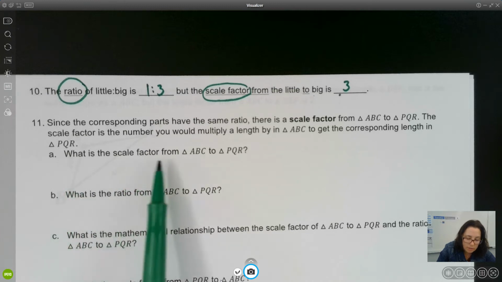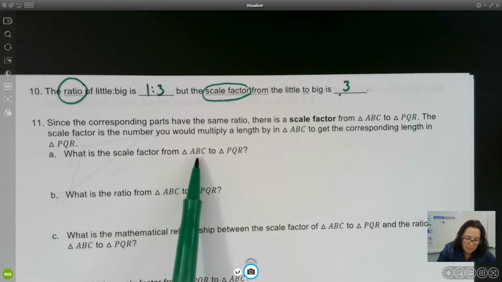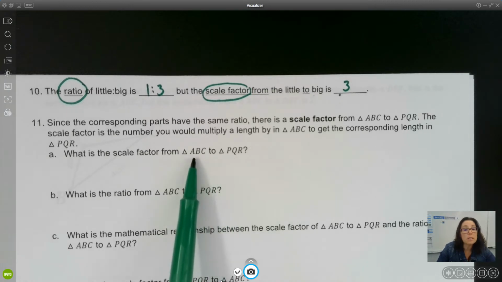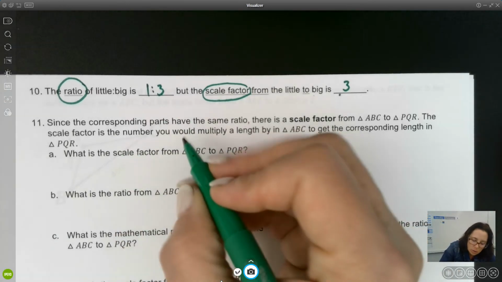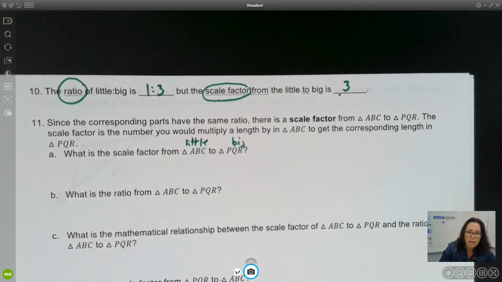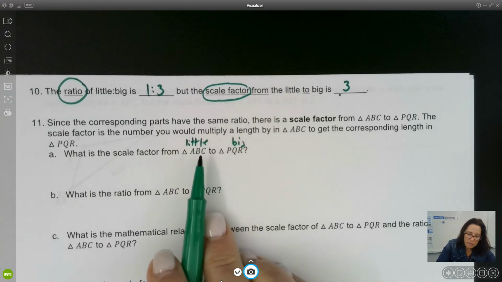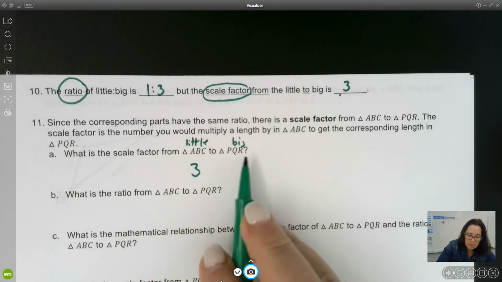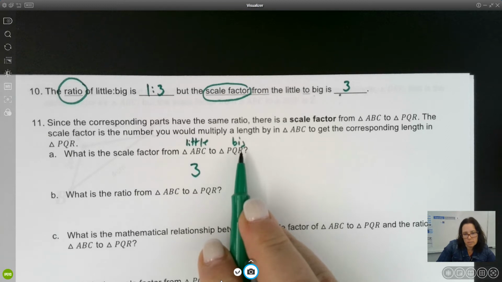What is the scale factor from triangle ABC to PQR? So remember, ABC was the little one, and this was the big one. If you look back at your notes, last page, you would multiply all the little sides by the number 3 to get the equivalent, the similar, I should say, sides on the big one.